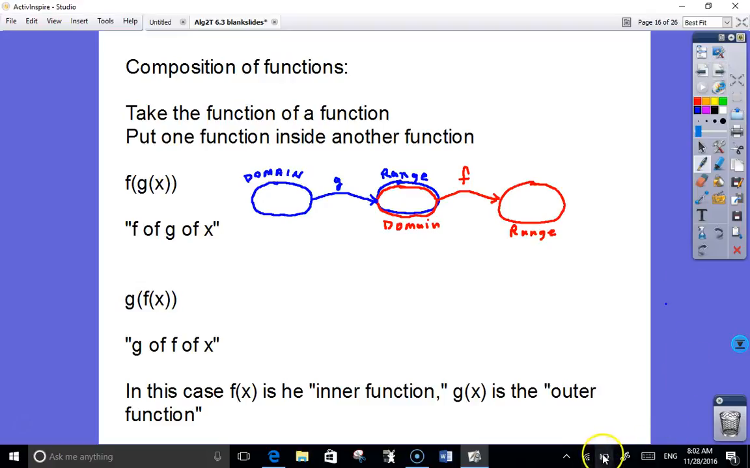How am I doing on my time here? 127. Okay.